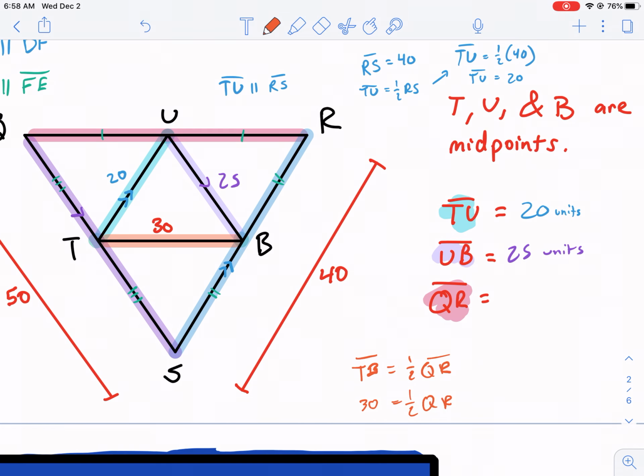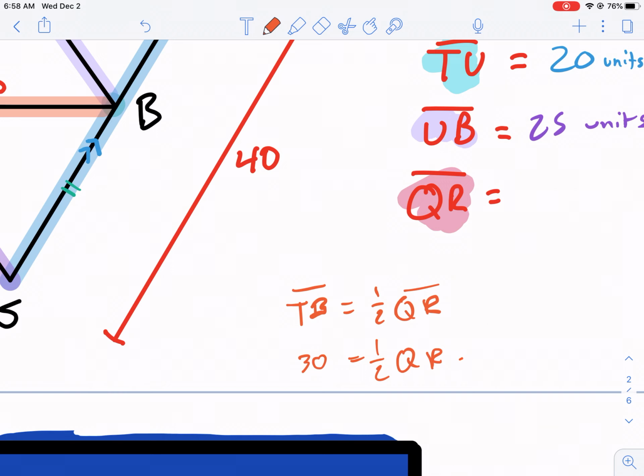Some people don't like solving with the halves there, but it's not hard. You just multiply it by the reciprocal, which is 2, or 2 over 1. I'll put 2 over 1. That cancels out with the 1/2 on the right, leaving us QR. That's what we're looking for. And we get QR equals 2 times 30, and we get 60.